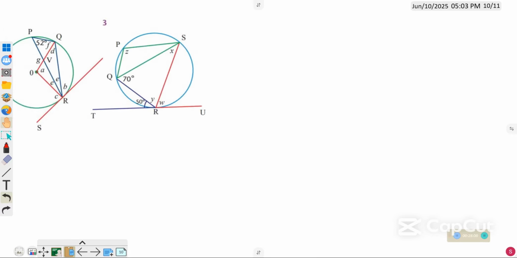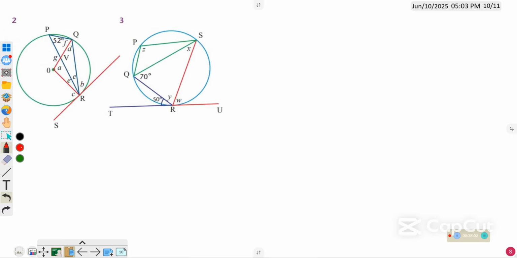Find w, x, y, and z. Let's start with w. We can see that w is equal to what? Since TU is a tangent, w is equal to 70 degrees on Tan-Chord Theorem. Right. How do I write this? It's THM, short for theorem.